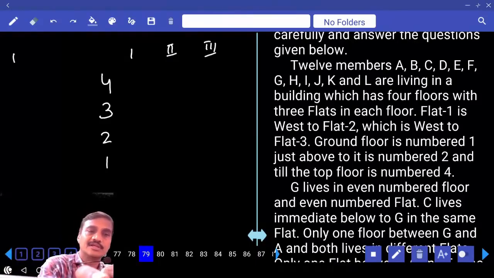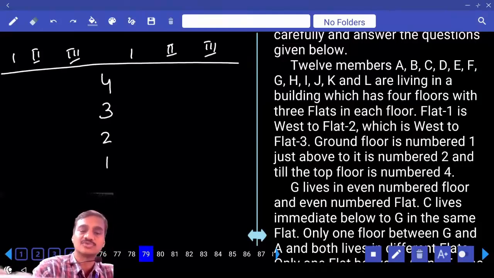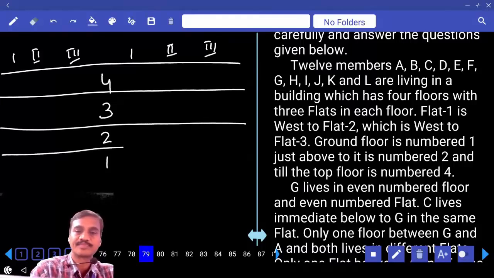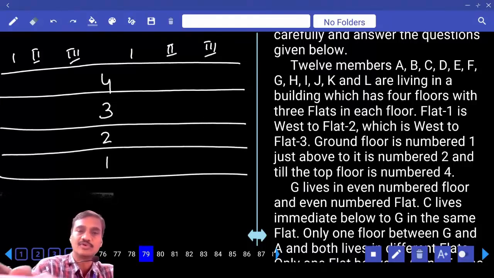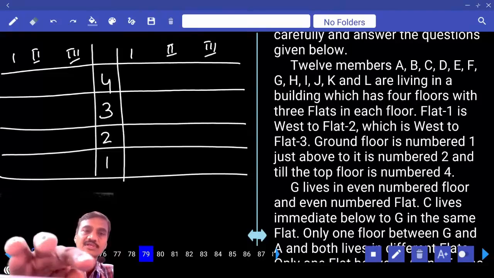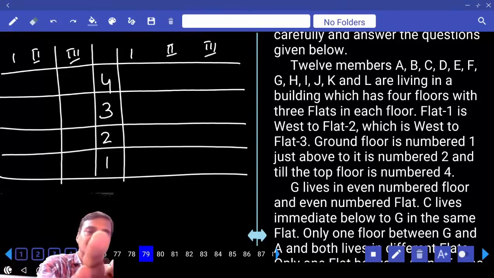And again, write 2 diagrams like this, 2 possibilities. If a second possibility suddenly comes up somewhere, then you need to represent the second one as well. Done with this? Now 4 floors and each floor is having 3 flats. Each floor is having 3 flats.